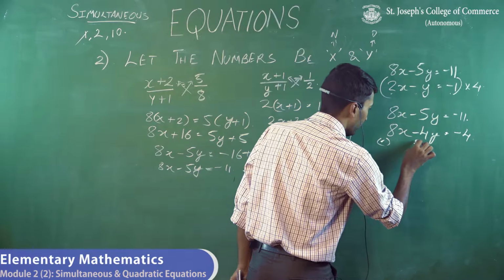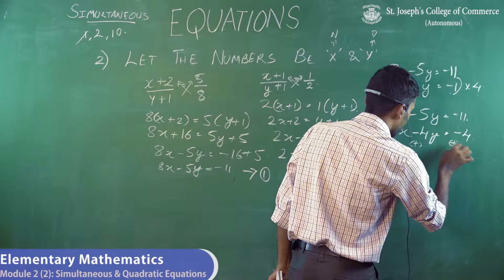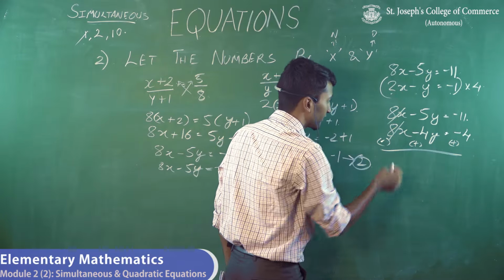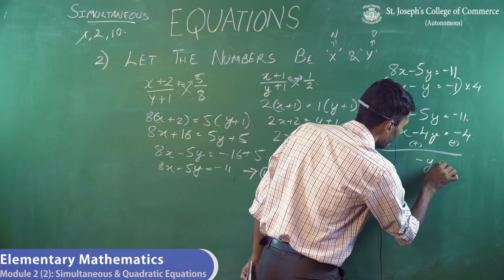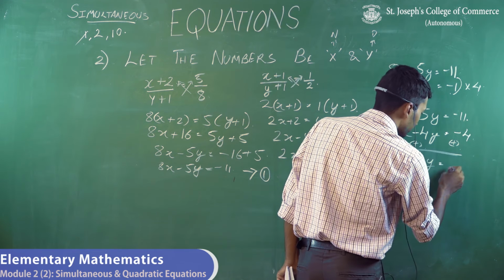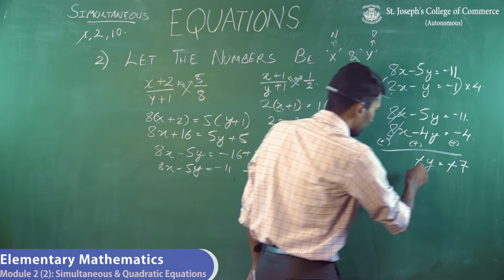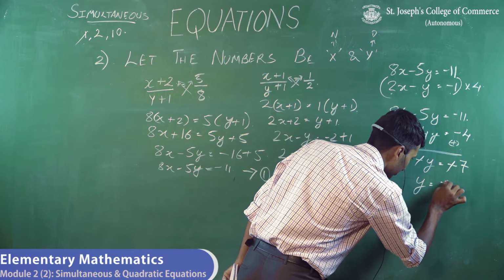Change the signs so that I can cancel out the x variable. So 8x gets cancelled out. Minus 5y plus 4y will give me minus y, and minus 11 plus 4 will give me minus 7. Cancel out the minus signs. y is equal to 7.